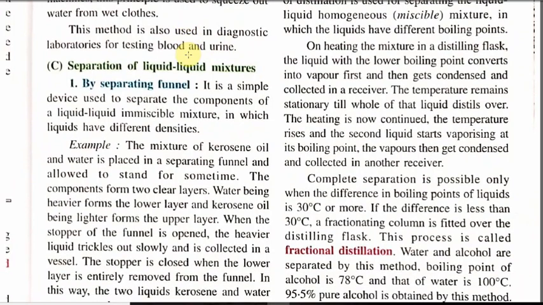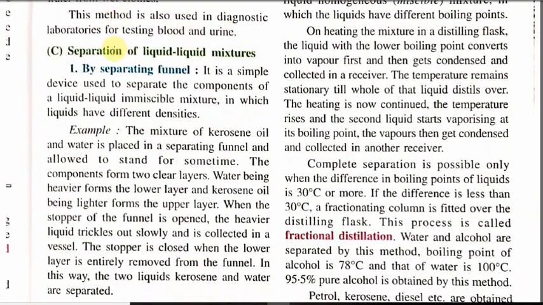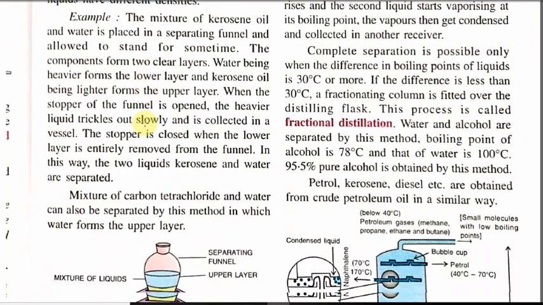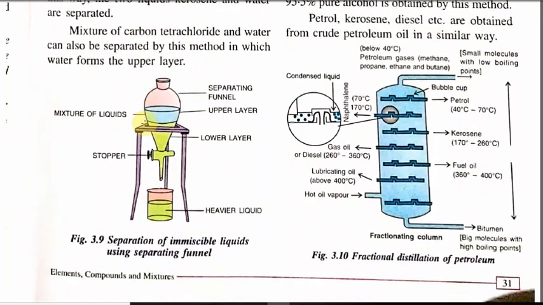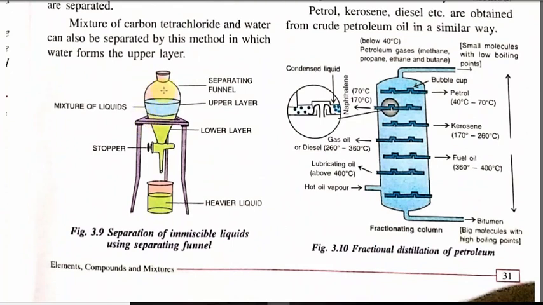Now students, we will check the process for separation of a liquid-liquid mixture. The process starts with the separating funnel. A separating funnel is a simple device which is used to separate the components of a liquid-liquid immiscible mixture in which the liquids have different density. Students, let me show you the figure. This is called a separating funnel. You can see this is called a separating funnel.